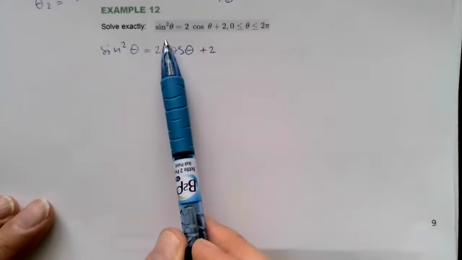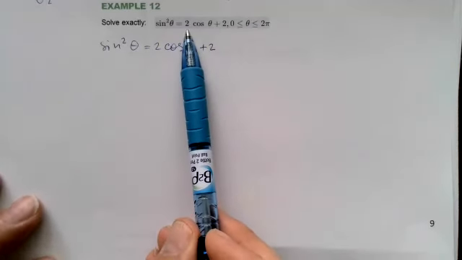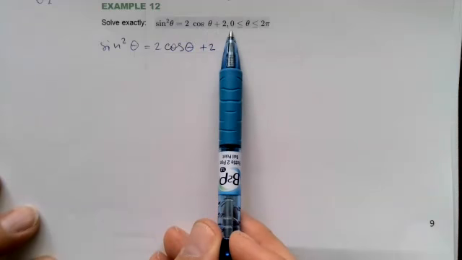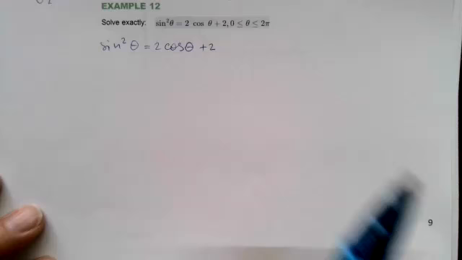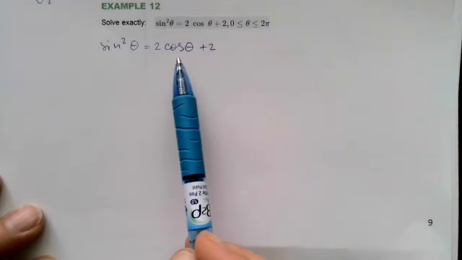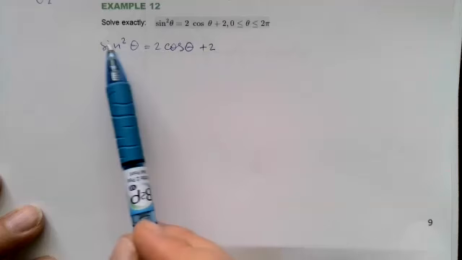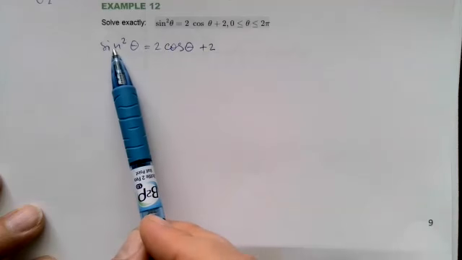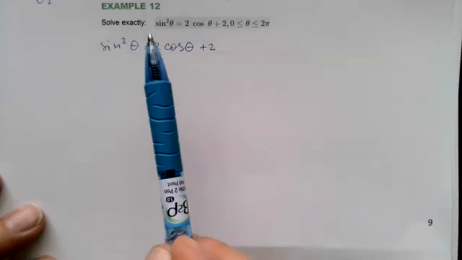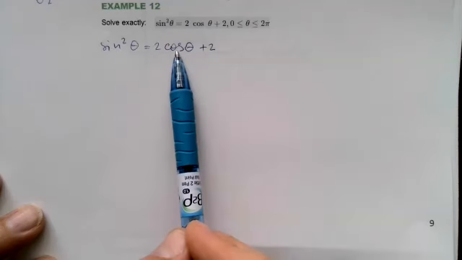this equation reads sine squared theta equals cosine theta plus 2. So one thing that I notice here is that we don't have the same variable. We don't have the same trig function. We have sine squared, we have cosine, and that's the problem. The question now is, can we deal with that problem? Can we somehow address this issue?